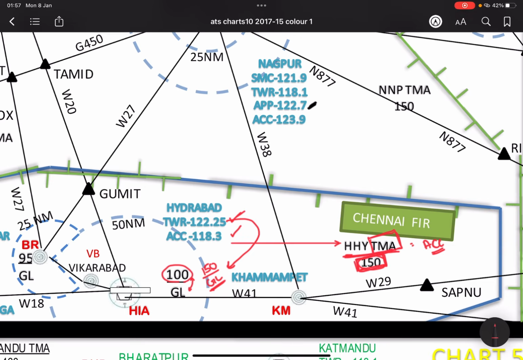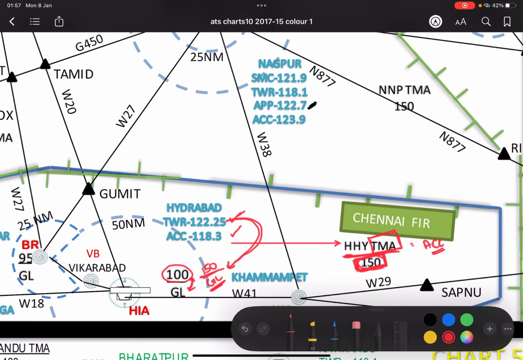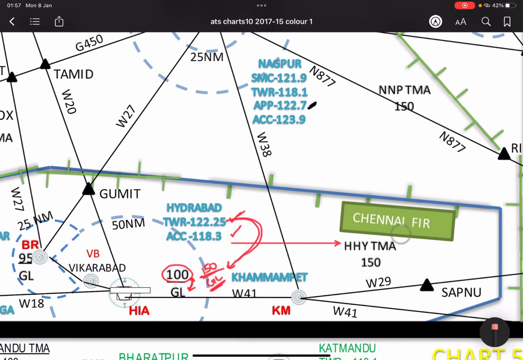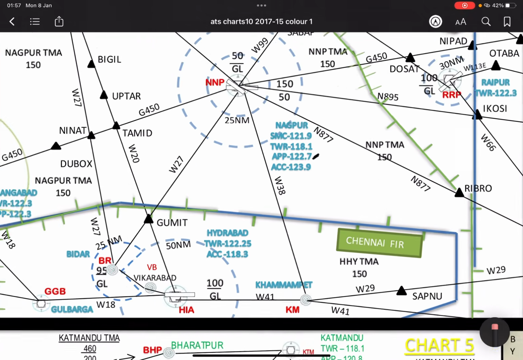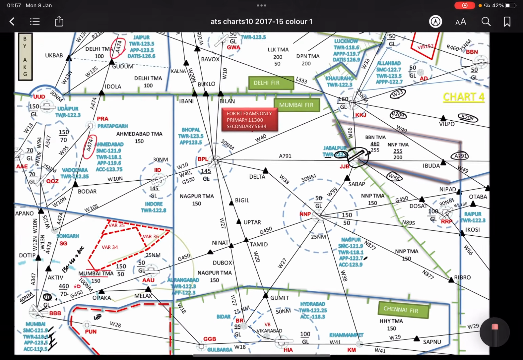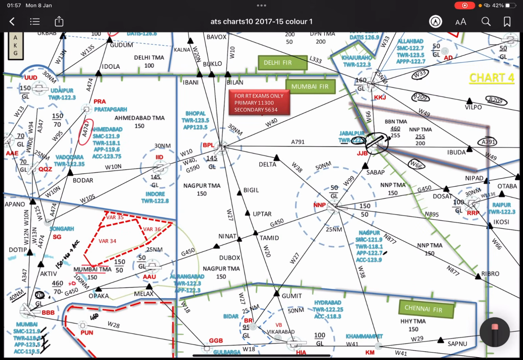So you'll have to pay attention to these upper limits and lower limits and make some assumptions, okay? Ground level to 100, but it does not match. The next lower limit is 150. So 150 is going to be the upper limit here. So ground level to 150 is tower and anything above 150 is your Hyderabad TMA. That's what's written in this map, right? Okay. So this is to do with your maps and the boundaries.